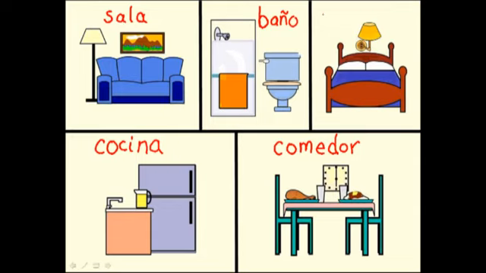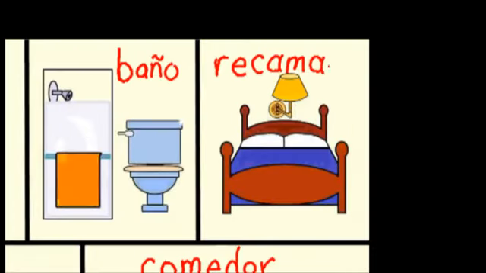Well, there are different ways, and if you're ahead of me, I might be throwing you a curve. Recámara. No hay nada en la recámara. R, E, C, A, M, A, R, A. So this is one way to say bedroom, recámara.